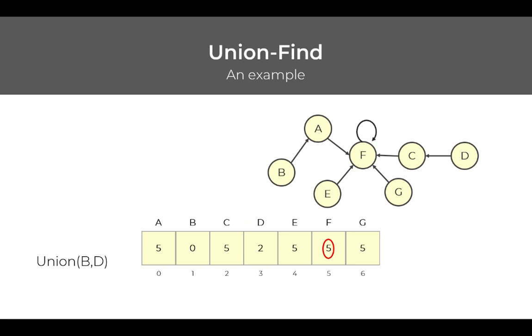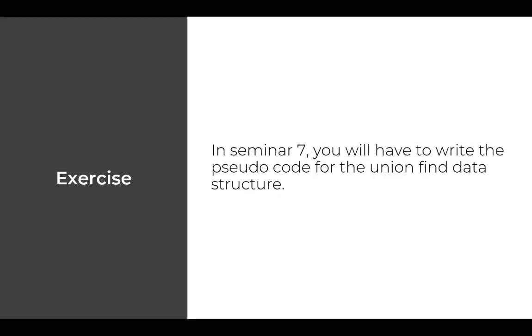Again, you can see that the index of B has not been changed. So to find the root of B, I will have to go to index 0, and then from 0 I need to go to index 5, and here at 5 I can find the root. So it's a pretty efficient way to combine components together. The aim of this week's seminar will be to implement the pseudocode for the UnionFind data structure.